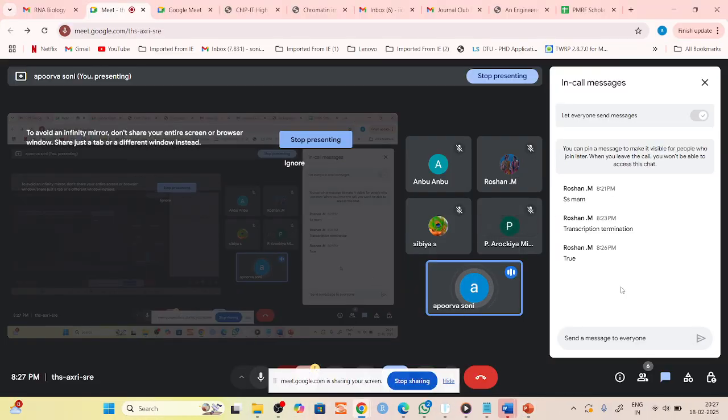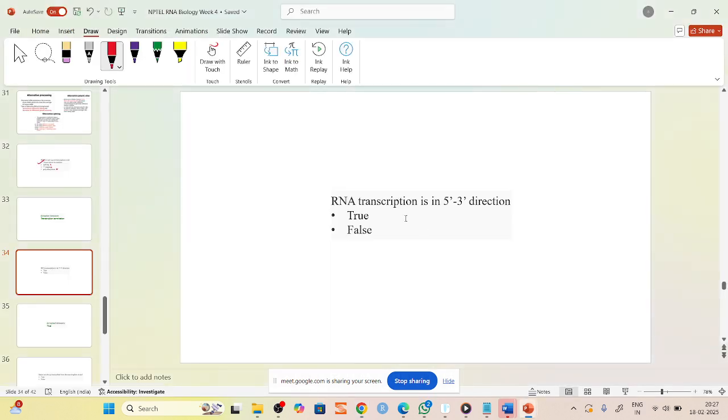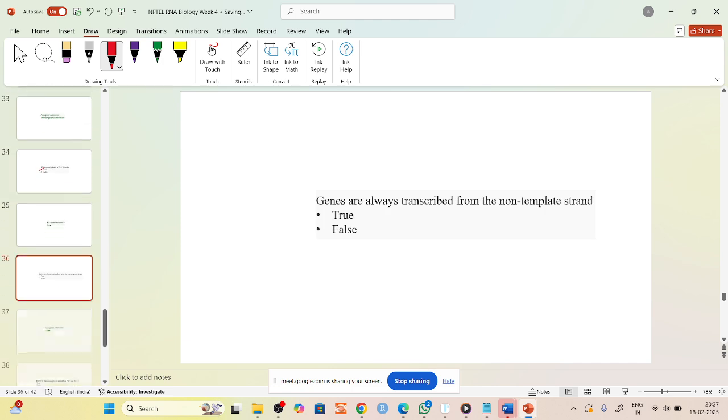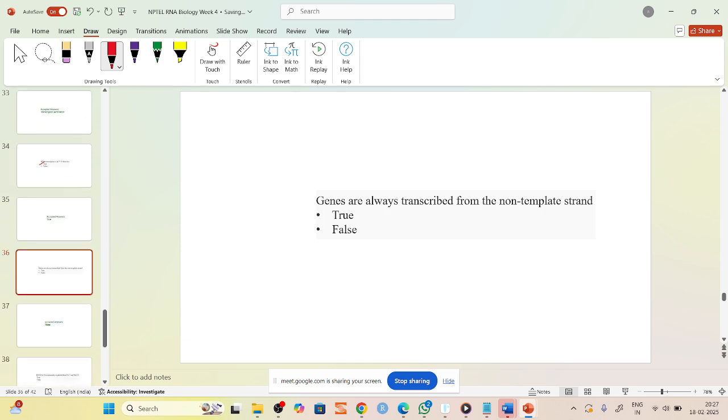Okay. So Roshan has answered true. So the question is, RNA transcription takes place in the 5' to 3' direction? Yes, it takes place in the 5' to 3' direction only. So always remember, whether we talk about transcription or replication, everything takes place in the 5' to 3' direction.